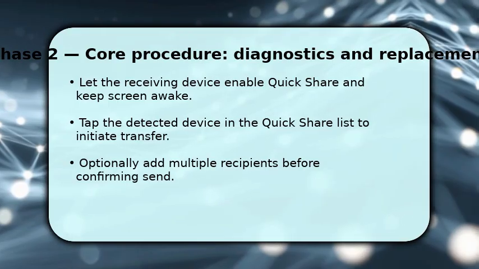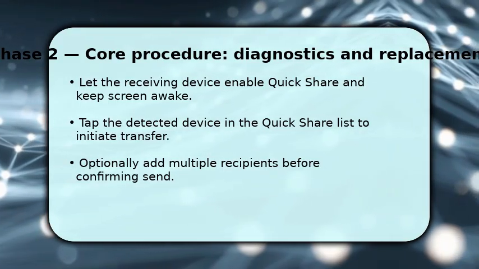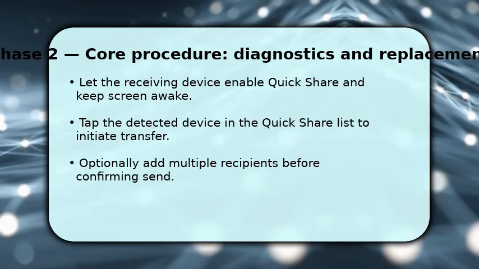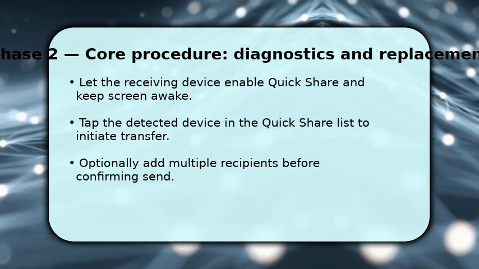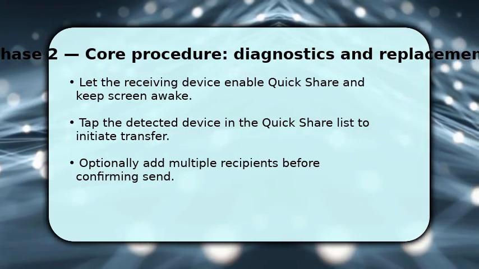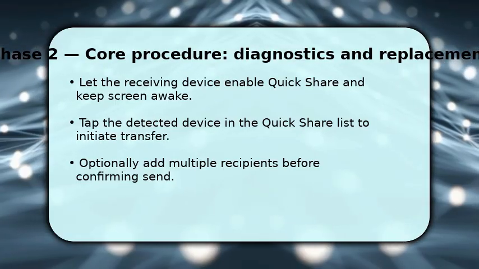Tap the name of the person you want to send to. If you need to share with more than one device, select additional recipients before you hit send. The sender negotiates a direct, encrypted link. You'll see a progress indicator showing transfer speed and remaining time, so wait until it completes.